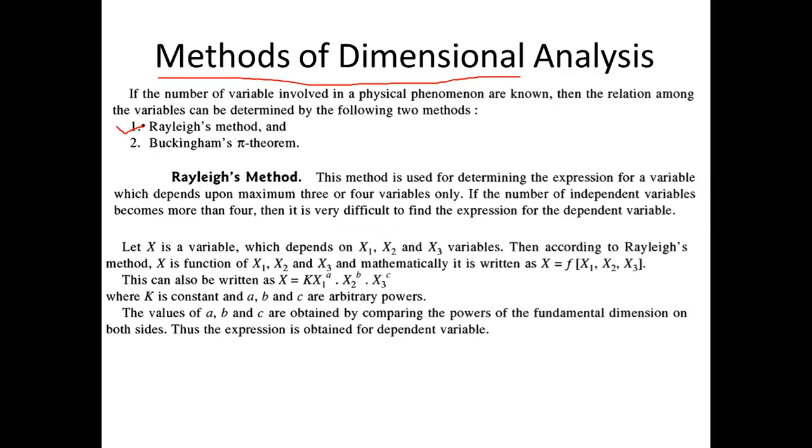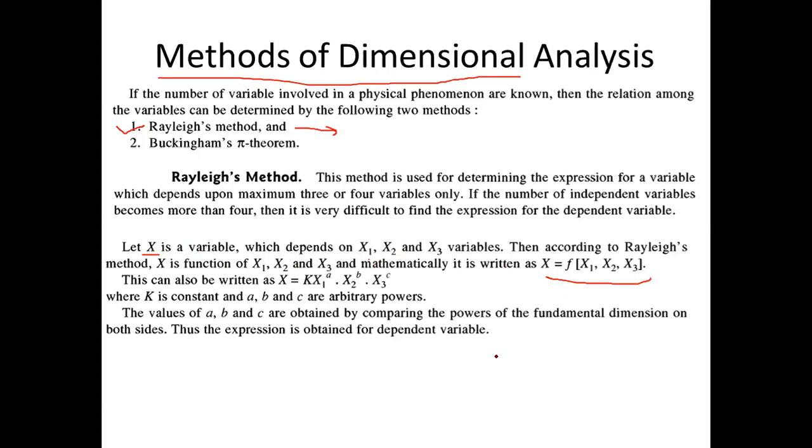In Rayleigh's method, you will be given some parameters and you will be asked how these parameters depend upon each other. Like in this case, x is a variable or a parameter which depends upon the variables x1, x2, x3. So we need to derive a relation of x in terms of x1, x2, and x3. x could be a mathematical function of x1, x2, x3.